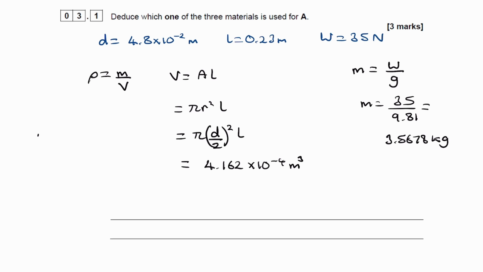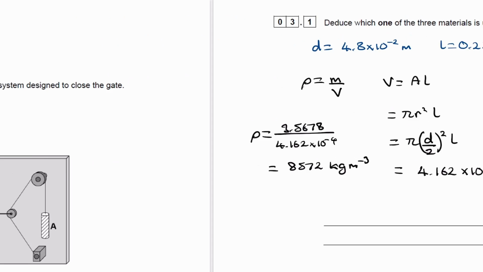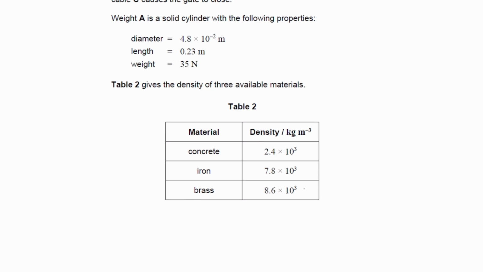Put all of those things into our density equation, so 3.5678 all over 4.162 times 10 to the minus 4, and that gives 8572 kilograms per meter cubed. And that's the closest to brass.